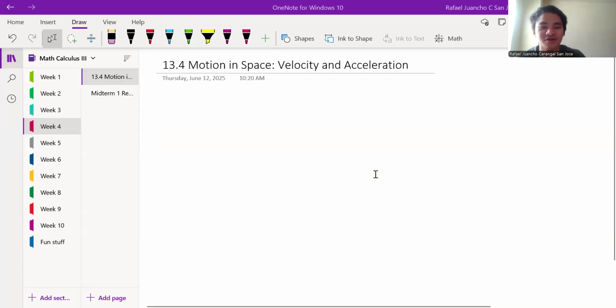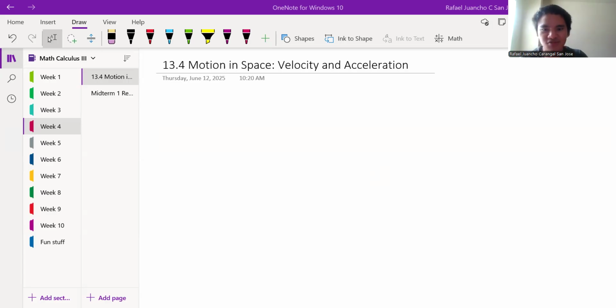So today we're going to be talking about motion in space, specifically in 3D space, and we're going to talk about how velocity and acceleration apply to that 3D space. So, okay, let's just get right into it.